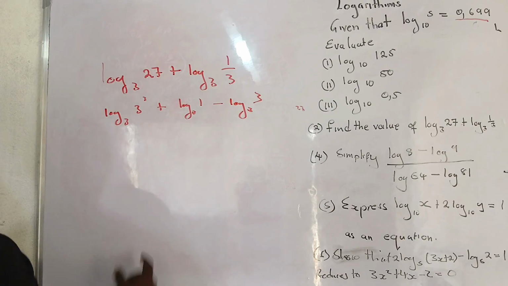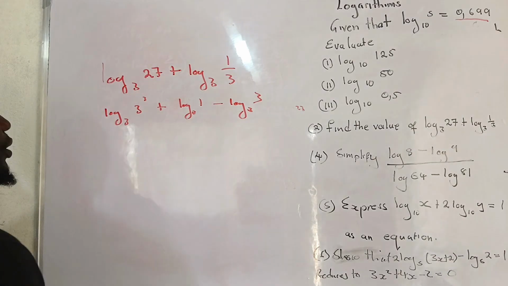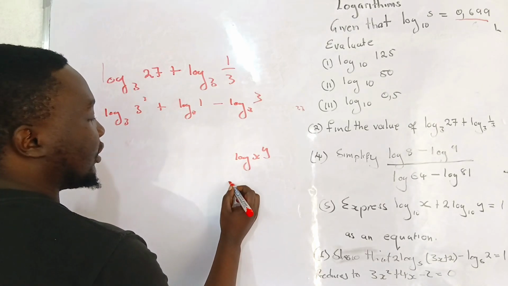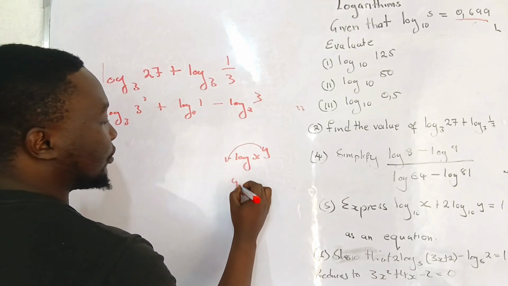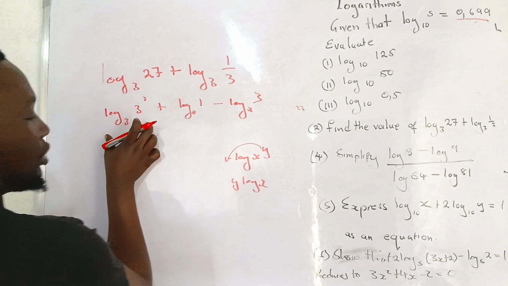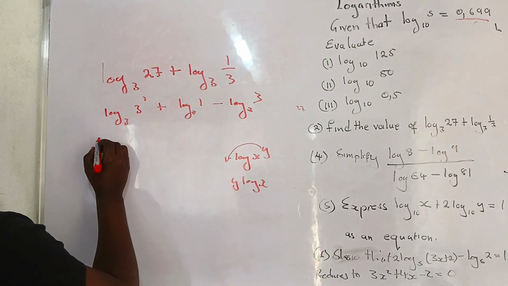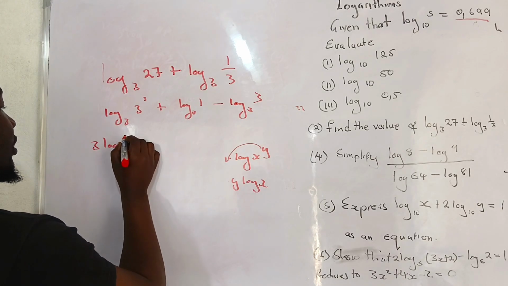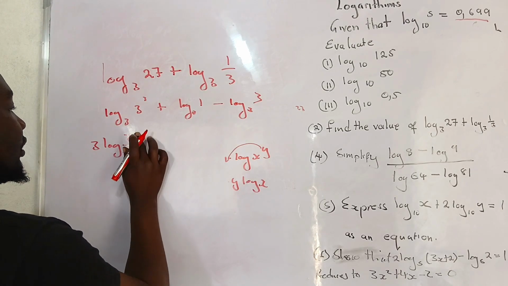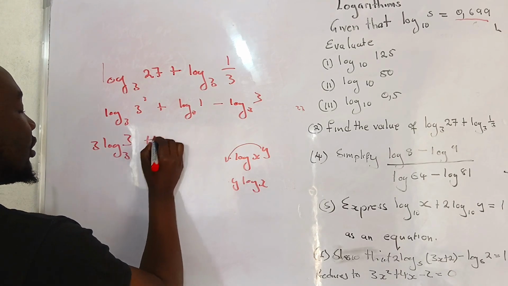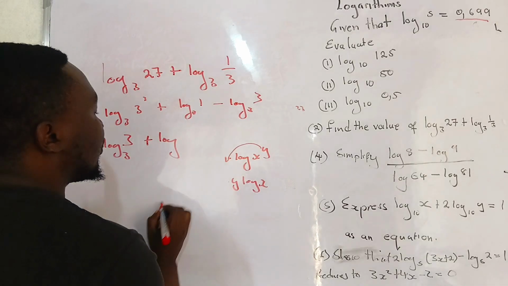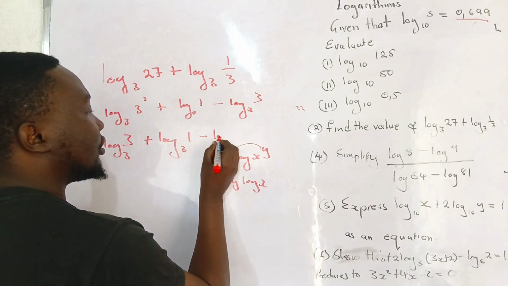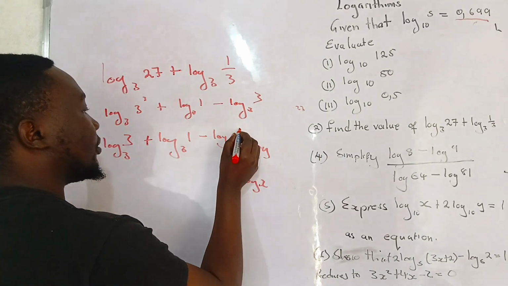So let's evaluate further. Remember the power rule. The power rule states that it brings down the power to the front. I'm going to apply it here. So you have 3 log 3 plus log 3 1 minus log 3 3.